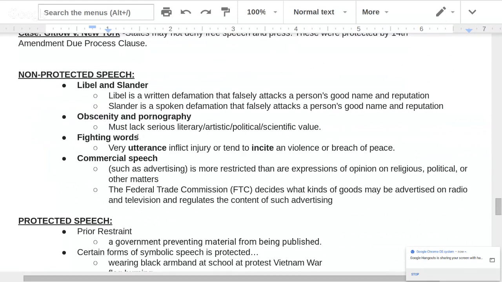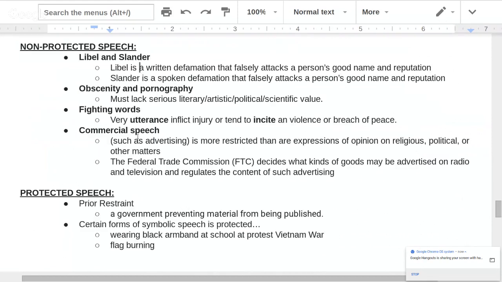Let me move on to speech. There is non-protected speech, which is libel and slander, obscenity and pornography, fighting words, and commercial speech. You definitely need to know non-protected speech and what is underneath that, and protected speech and what is underneath that.